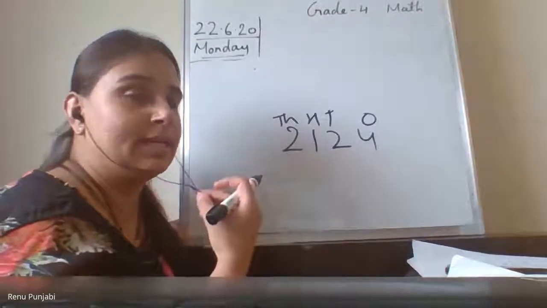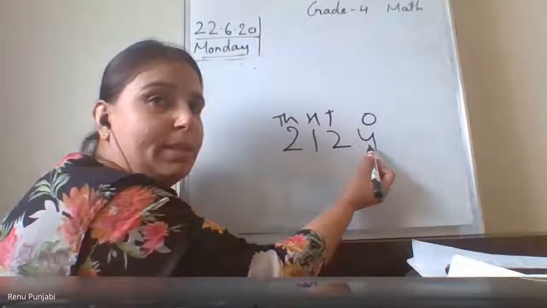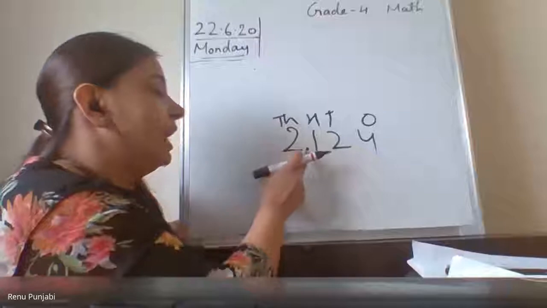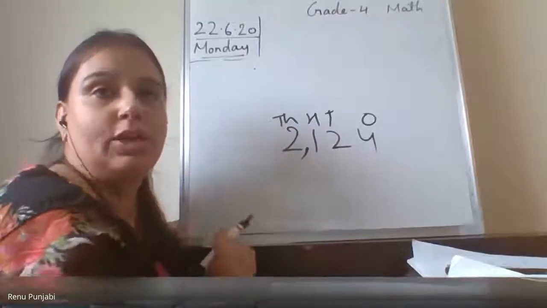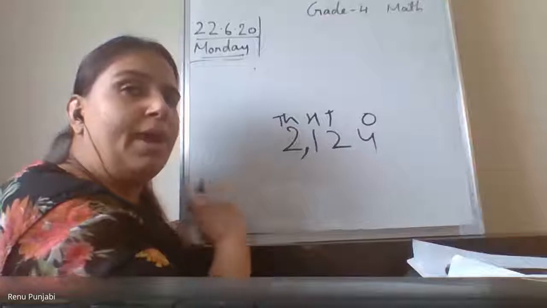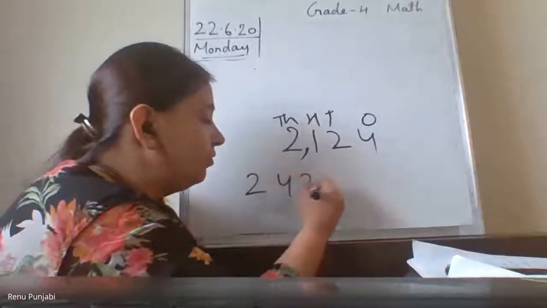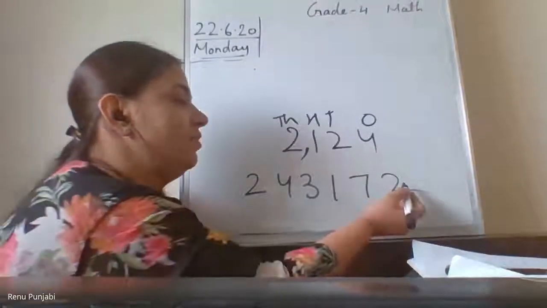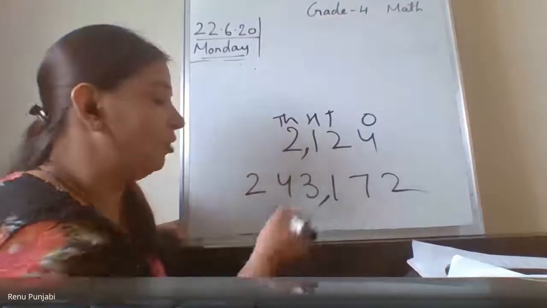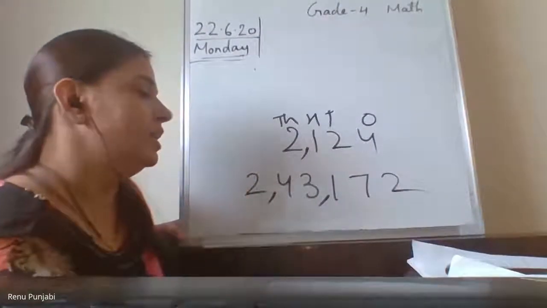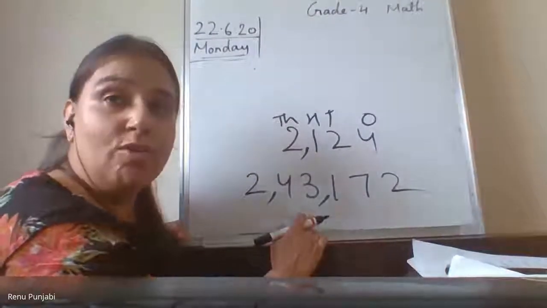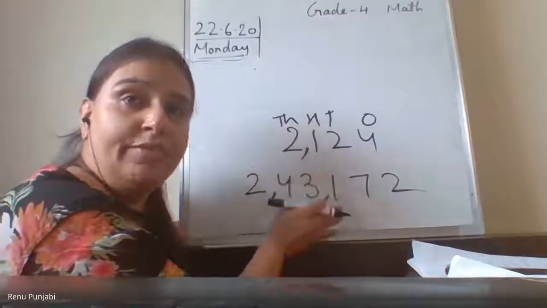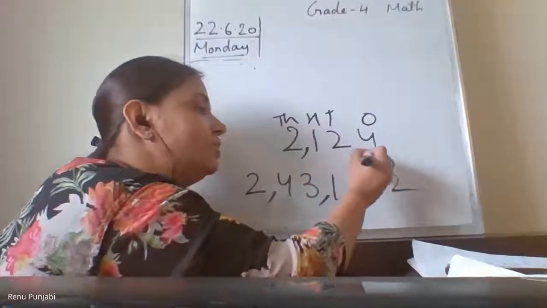In the Indian system, after counting 3 digits from the back, 1, 2, 3, we put 1 comma. After this, after every 2 digits, the comma will go. For example, there is a big number 2, 4, 3, 1, 7, 2. So how to put the comma and how to read it? See, 1, 2, 3, put a comma, then count 2 digits, 1, 2, comma. So this will be 2,43,172.